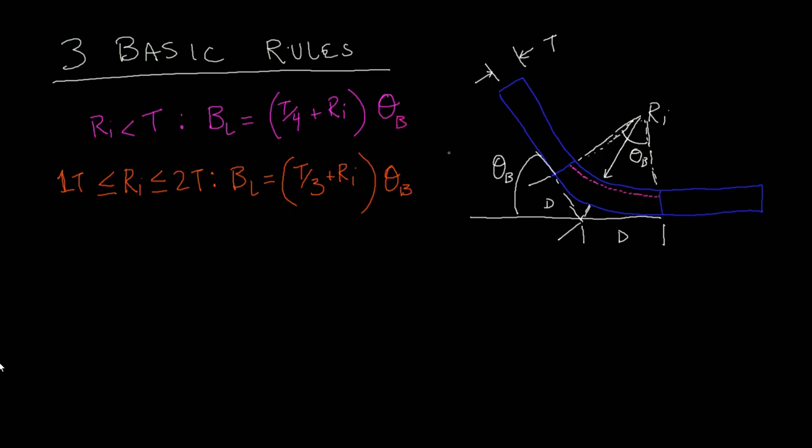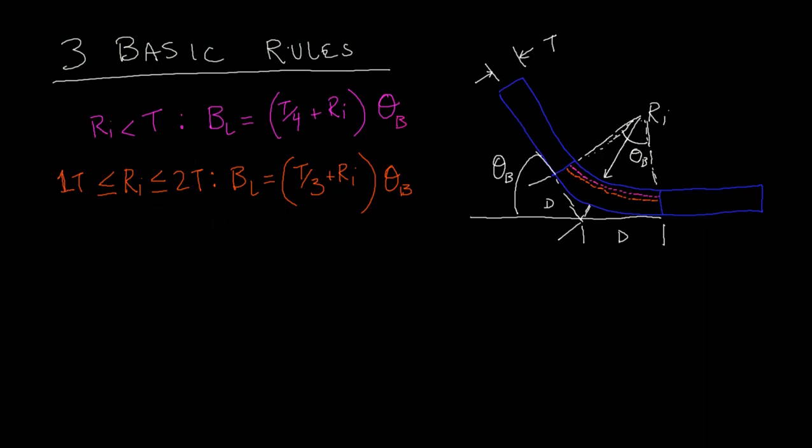And so if I draw this, 1/3 of the material is about here. So this is where the neutral axis is, if the inside radius is between 1 and 2 thicknesses of the material. So what about a big bend? It's got a big radius on it.